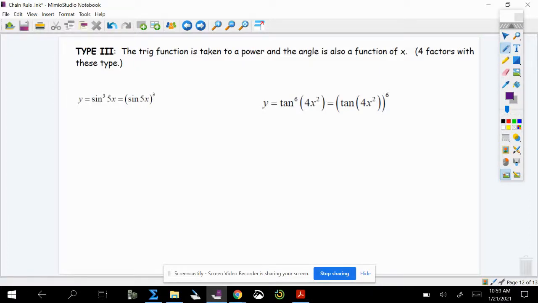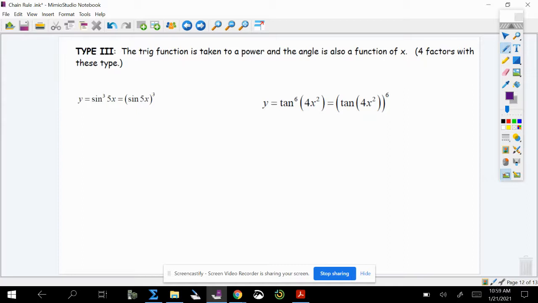So this is our very last chain rule video, and the focus now is finishing the trig. So we did type 1 trig chain rule, which was when you had an angle that was something other than just x. And then we did type 2, which was something that had a trig function to a power. Well, type 3 is the combination of the two.